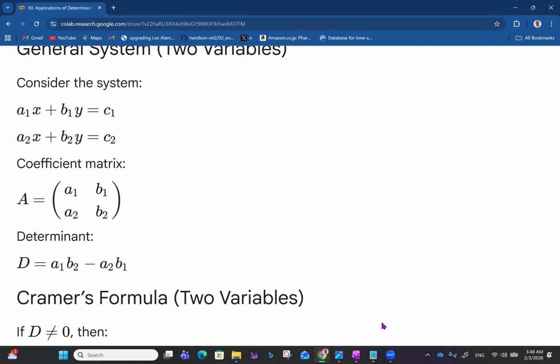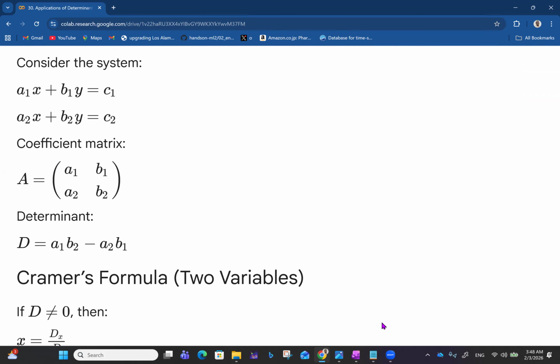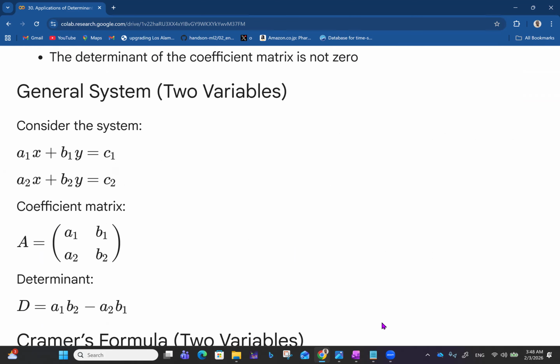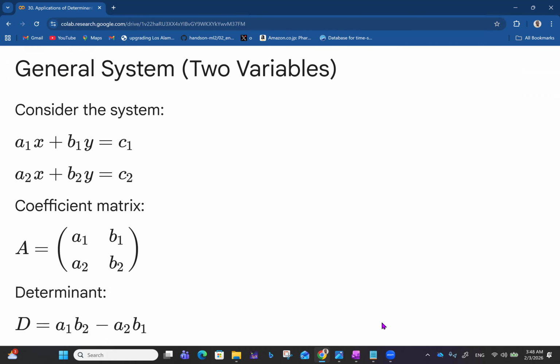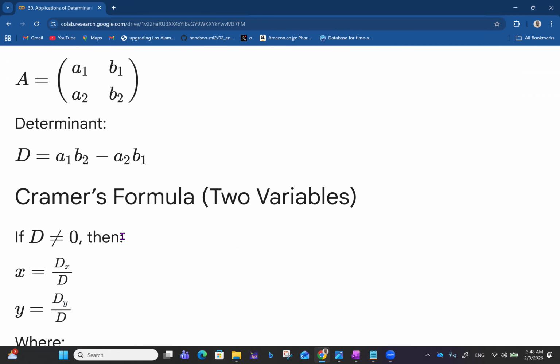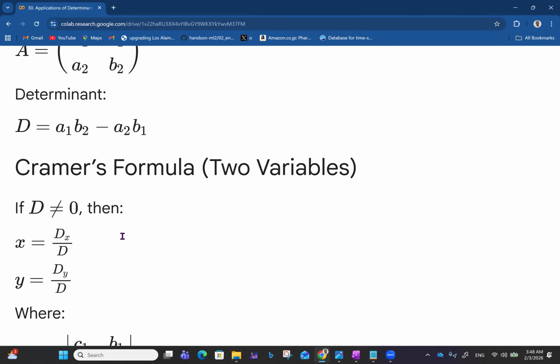So the general system is something like this. Consider a general system in two variables: a1x plus b1y equals c1 and a2x plus b2y equals c2. The coefficient matrix will be a1, b1, a2, b2. So matrix A is that. So the determinant, of course, is a1 b2 minus a2 b1, like this. So Cramer's rule now goes this way.